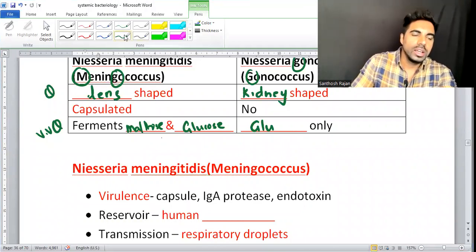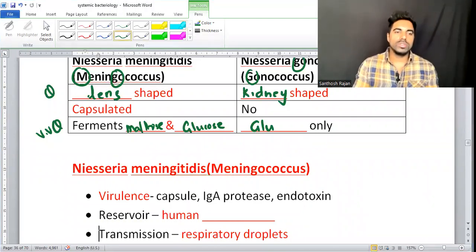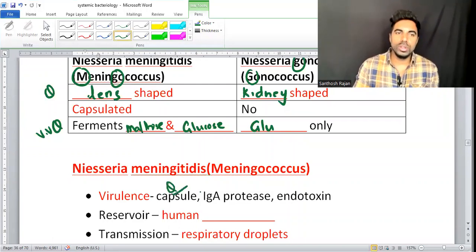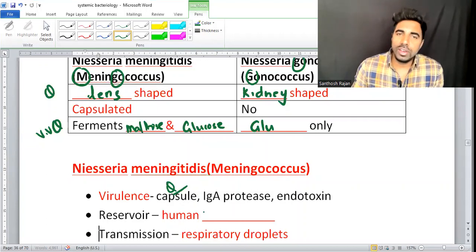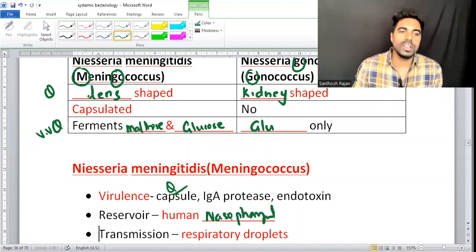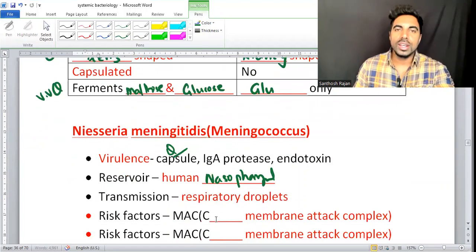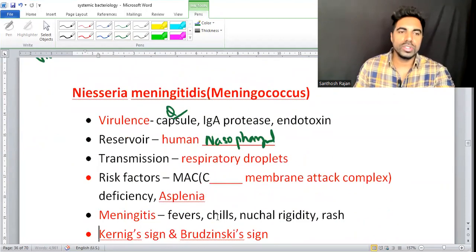Now the virulence factors of Neisseria meningitidis. What is the virulence factor? Usually the capsule, as we already told. When this capsule is involved, there is definitely meningitis. The reservoir is human only, in the nasopharyngeal cavity. It remains in the nasopharyngeal cavity. The transmission is through respiratory droplets. Respiratory droplet is the most common route.